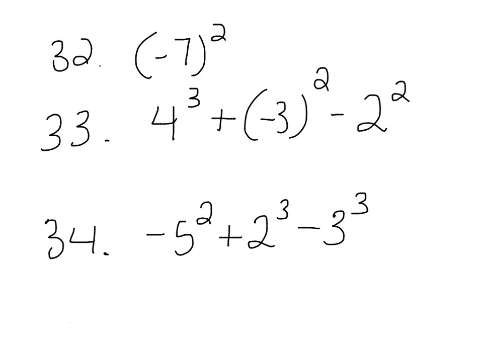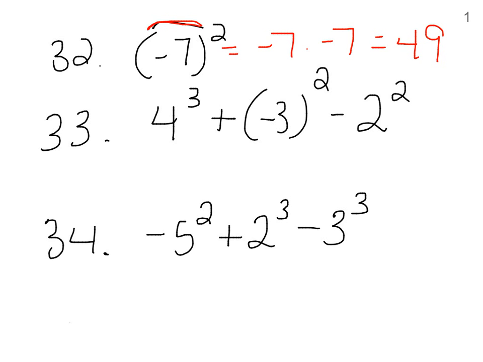Starting at number 32, we have negative 7 squared, and since what's being squared is what is in parentheses, you're going to say negative 7 times negative 7, and that equals positive 49.